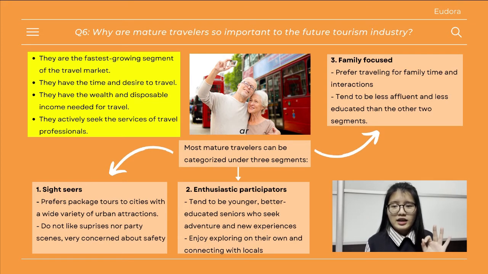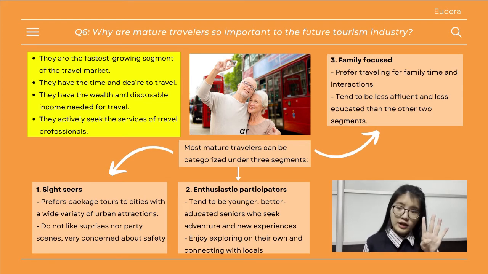Number 3, they have the wealth and disposable income needed for travel. Well, as I said, they are retirees, therefore they would have pension money or even some savings of their own. Besides that, their children, who are most probably working already, would probably give them some extra pocket money as well, which means that they would have extra money to go traveling.